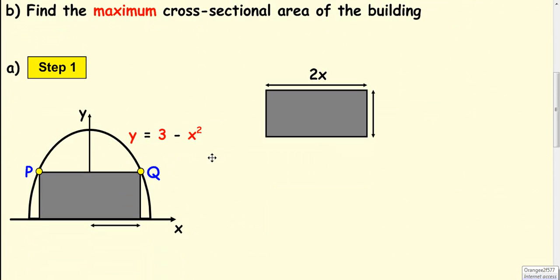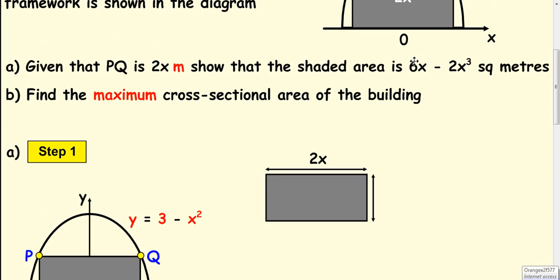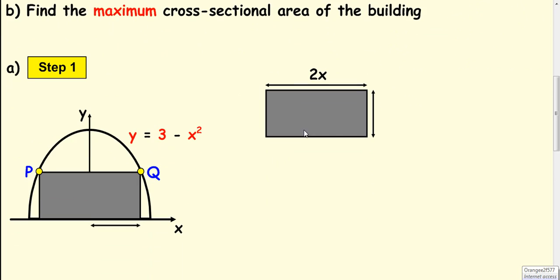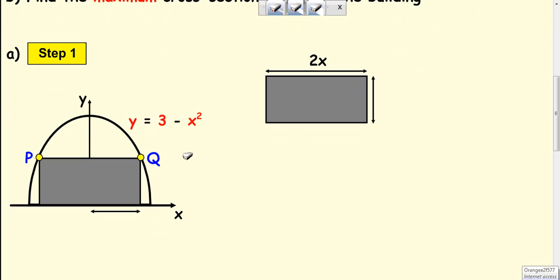So let's look at step 1. The first thing is really what we need is the breadth here. We've got a length of 2x. If we can get the breadth, we can multiply these two things to get that function there, 6x minus 2x cubed. So if we look from here to here on the diagram, we know that PQ is 2x. From here to here is just x.